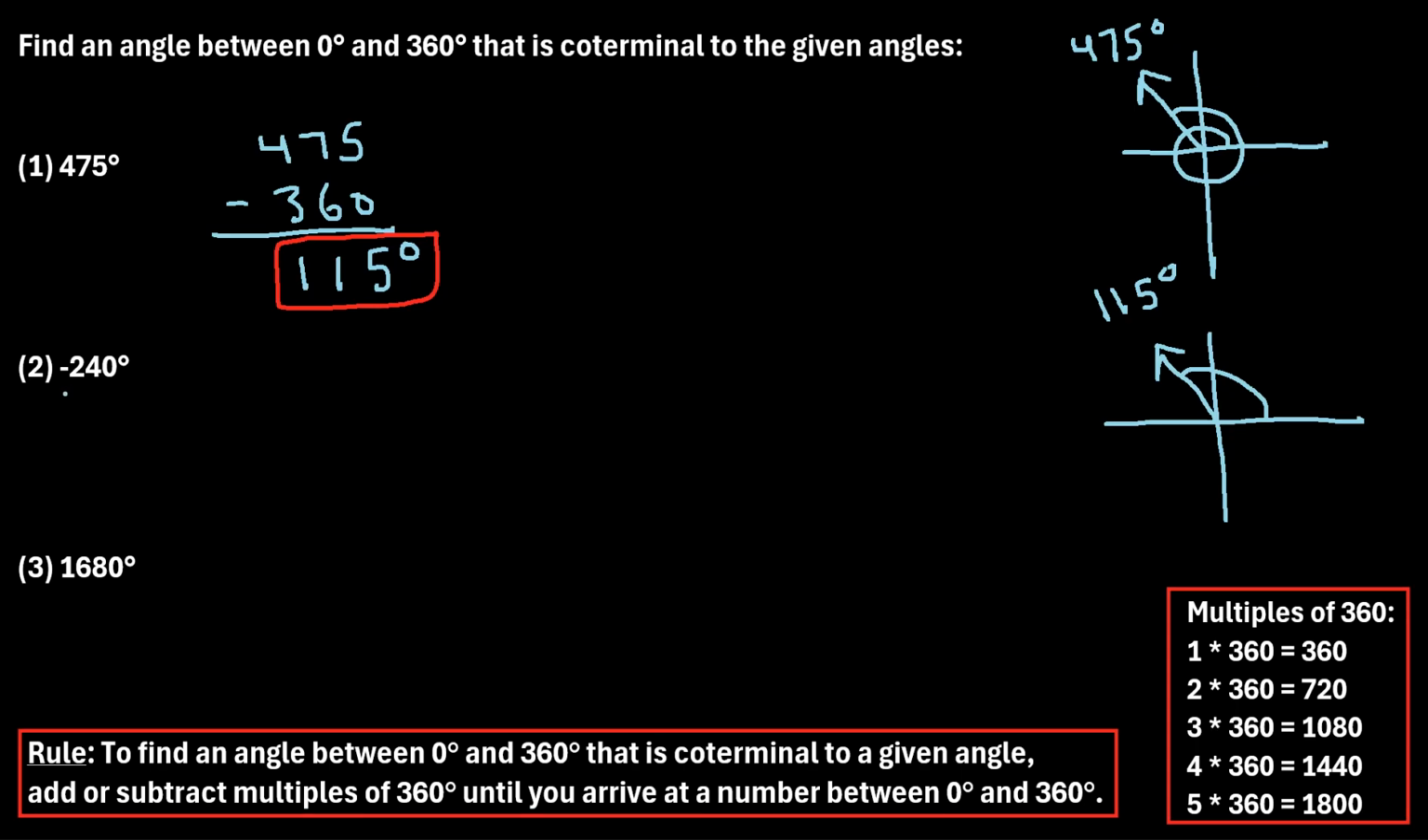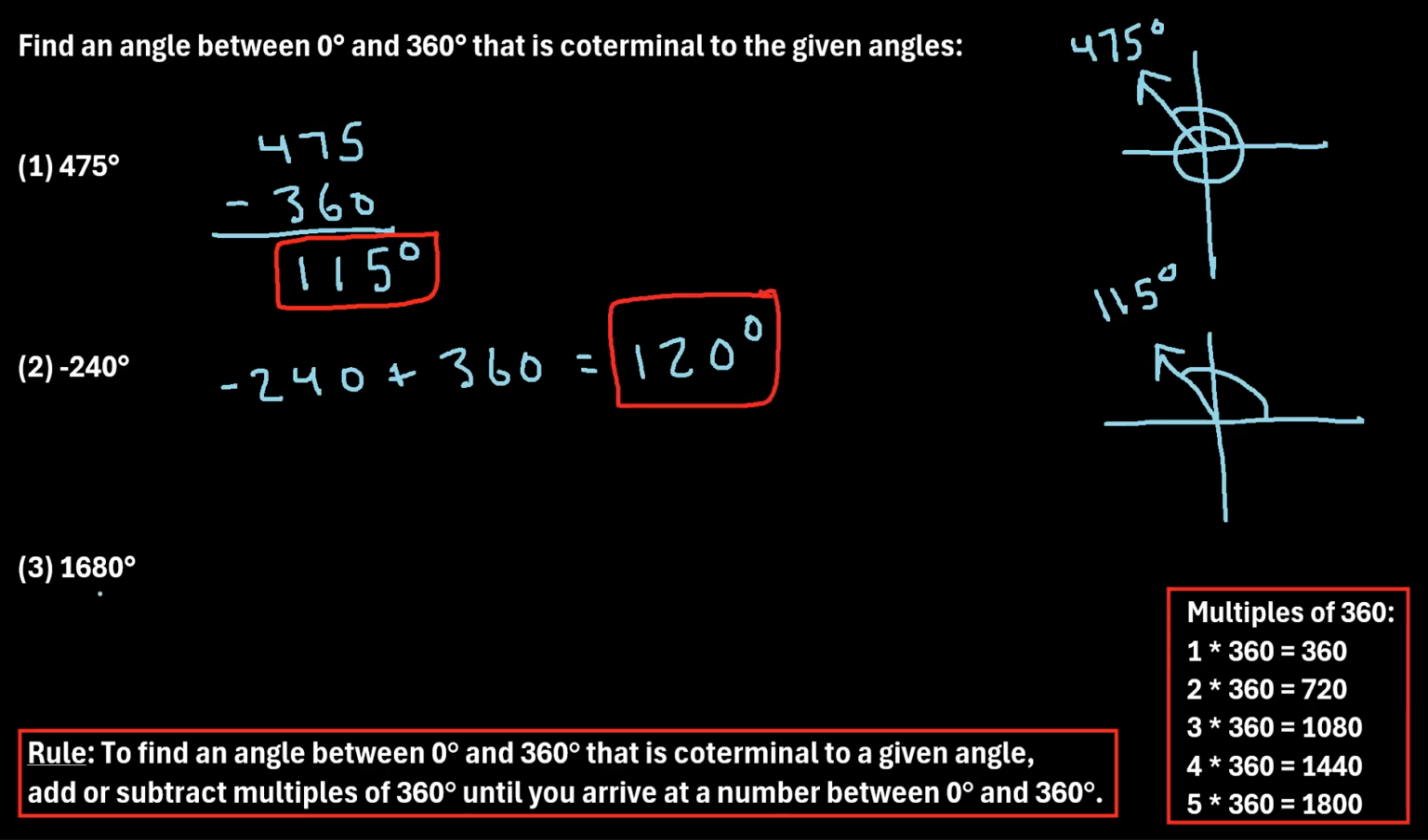All right, let's try example number 2. We want to find an angle that is coterminal to negative 240 degrees. Now in this case, in order to get up into this range of 0 and 360, we would have to add multiples of 360. So for this example, if we do negative 240 plus one single multiple of 360, that would be a positive 120 degrees. And since that is in between 0 and 360, that means we're done. So that is our coterminal angle.